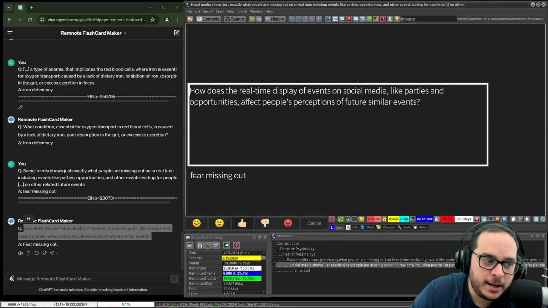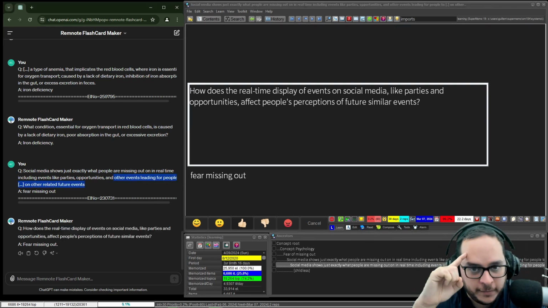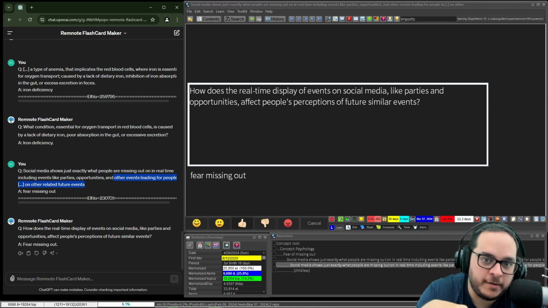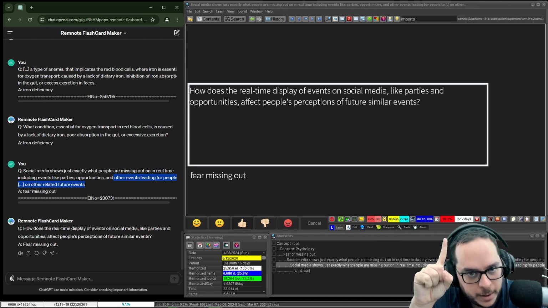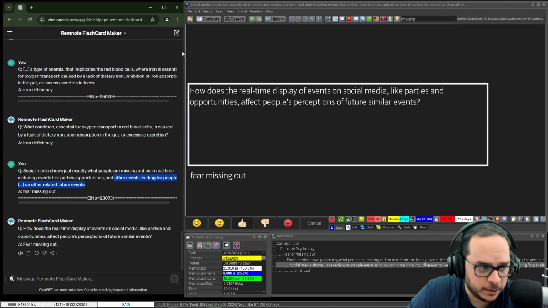And what I also like is the order. Keep in mind, when I read this, I will be activating the mental models. Real-time display of social events, display of events, social media. Boop. Perceptions. Boop. Those are being activated. It's a different order from the original. Oh wow, I only now realized that missing out was already in the original question.